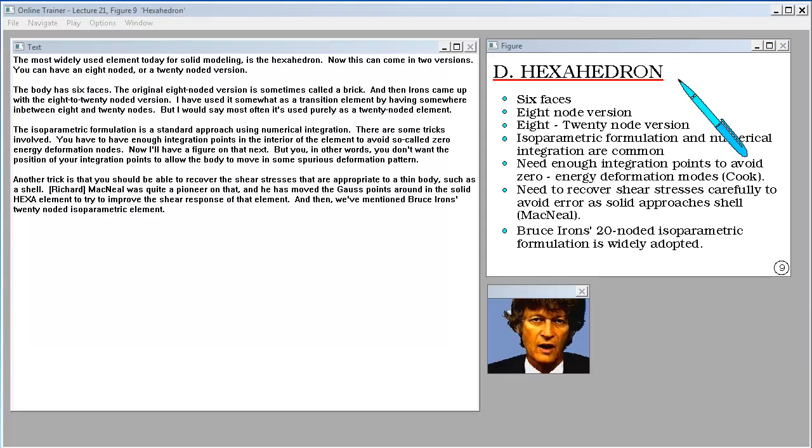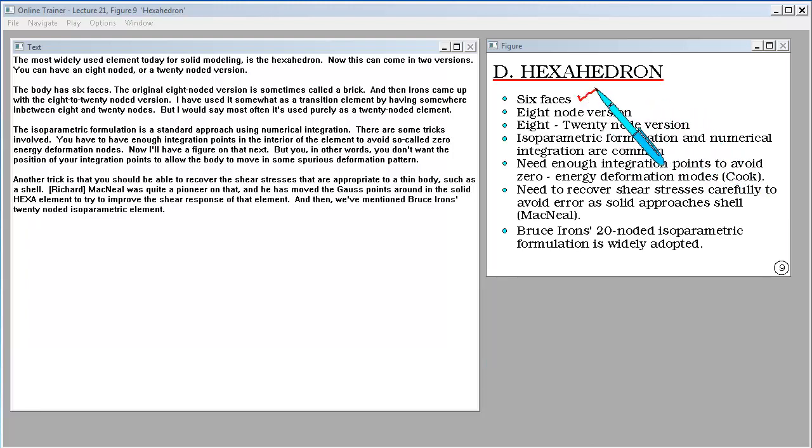The most widely used element today for solid modeling is the hexahedron. Now this can come in two versions. You can have an 8-noded or a 20-noded version. The body has 6 faces. The original 8-noded version is sometimes called a brick, and then Irons came up with the 8 to 20-noded version. I have used it somewhat as a transition element by having somewhere in between 8 and 20 nodes, but I would say most often it's used purely as a 20-noded element.